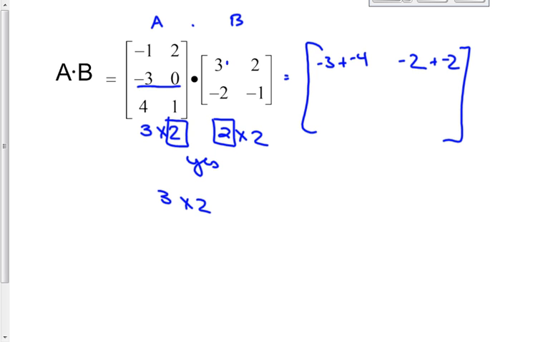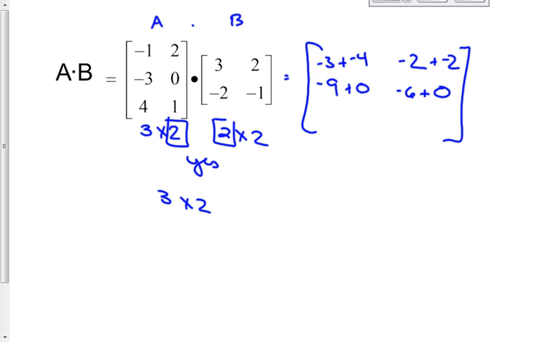Second row, first column. Negative 3 times 3. Slide over, slide down, 0 times negative 2. Second row, second column. Negative 3 times 2 plus, slide over, slide down, 0 times negative 1. We are now done with the second row.